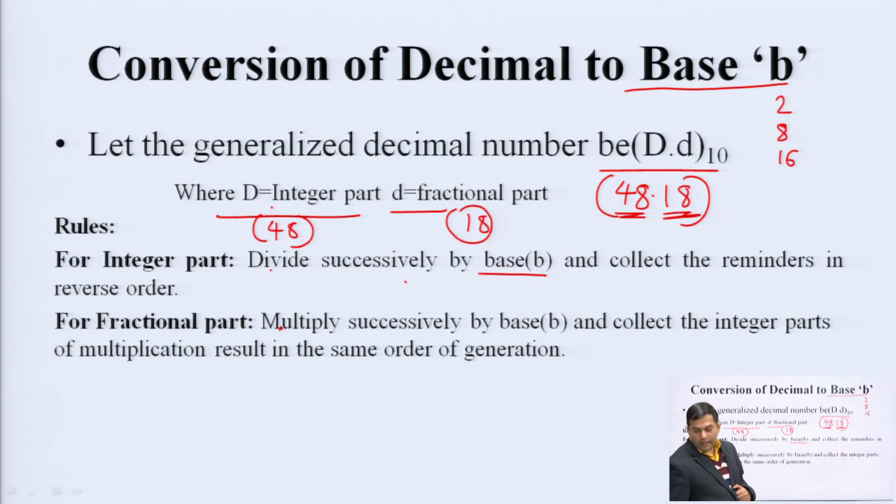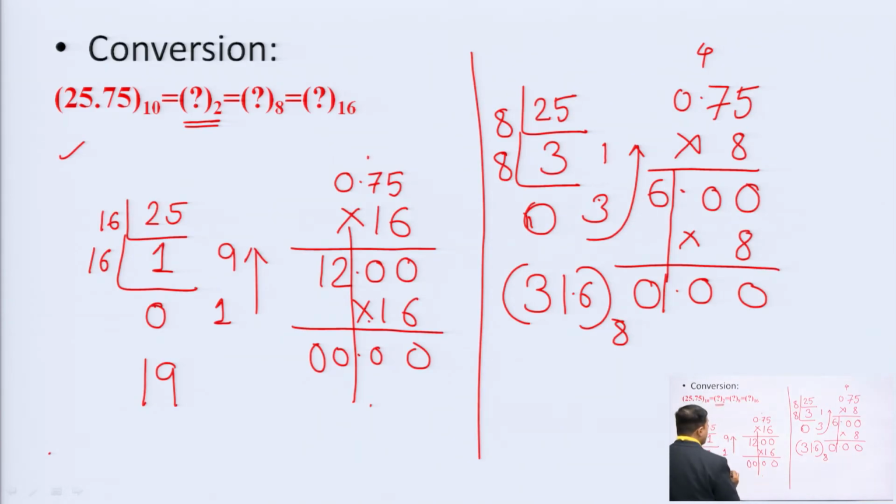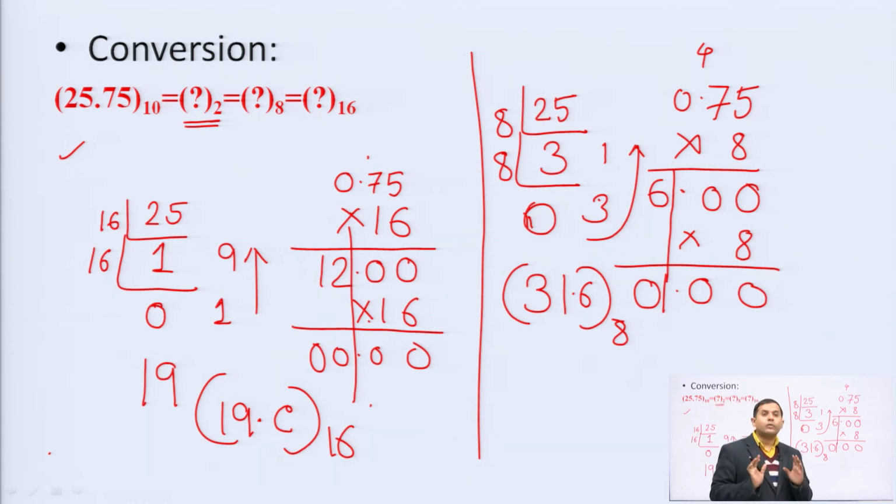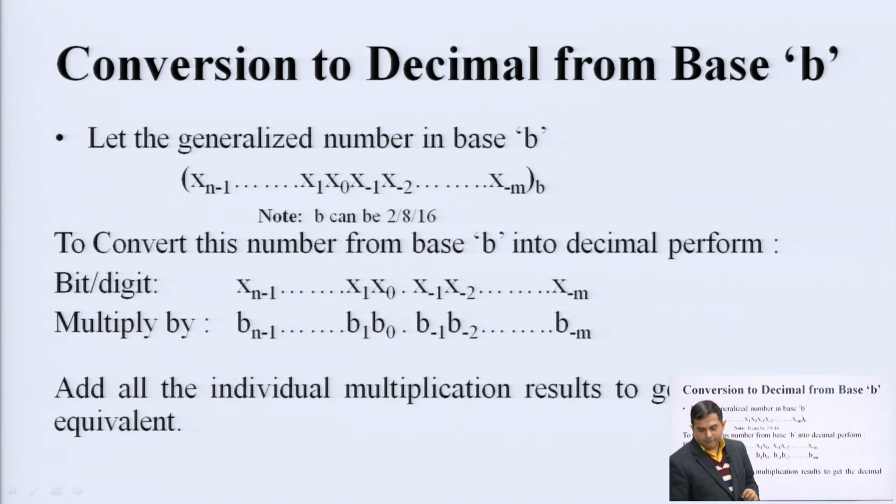So, now we will write 19 point C. We will not write 12 because 12 does not exist in a hexadecimal number. So, now we will be writing it as 19 point C in hexadecimal. Like this, we have converted the same decimal number into binary, into octal and into hexadecimal number system. Got it? Okay. Next.